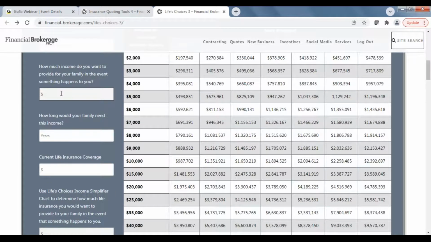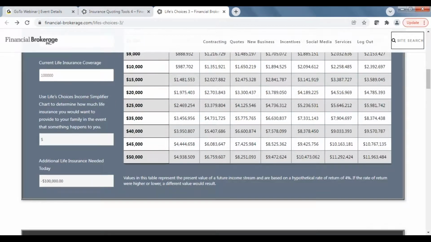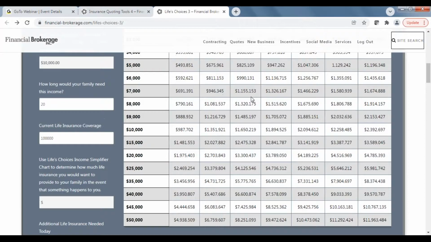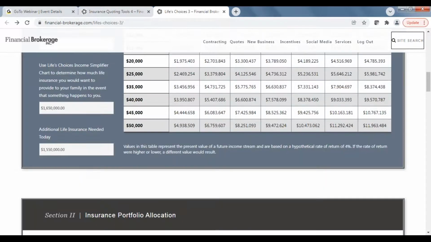You can also plug the numbers in over here on the left-hand side of the form, and let's say this person needs $10,000 a month for 20 years, and they have $100,000 of coverage in place right now. You would have to manually input the number from the chart. And this field down here does calculate. It takes into account the amount of coverage that they already have in place.